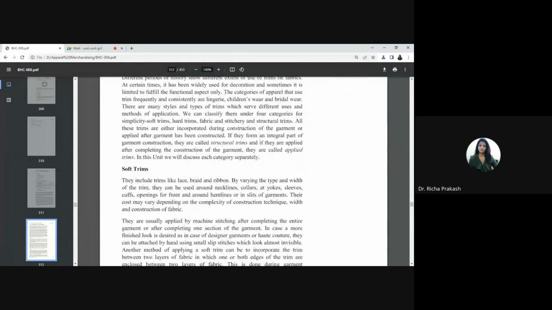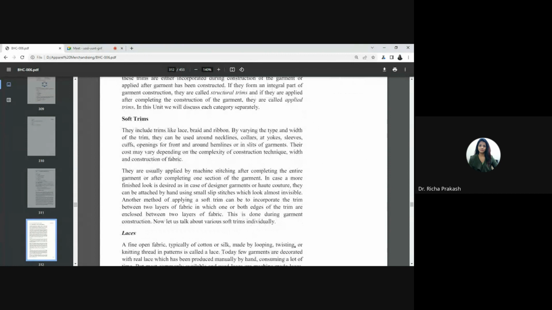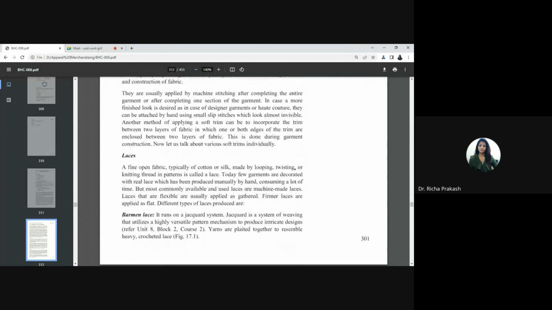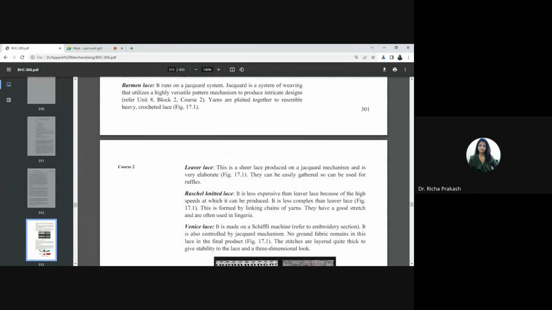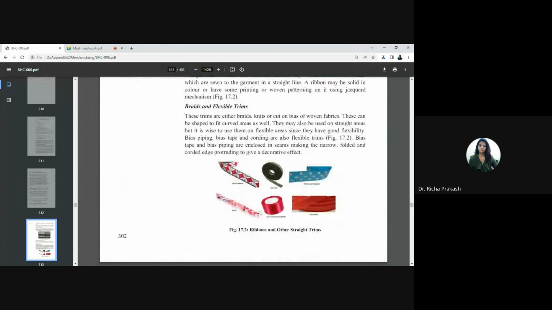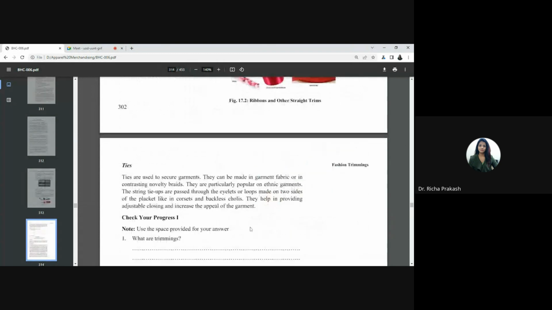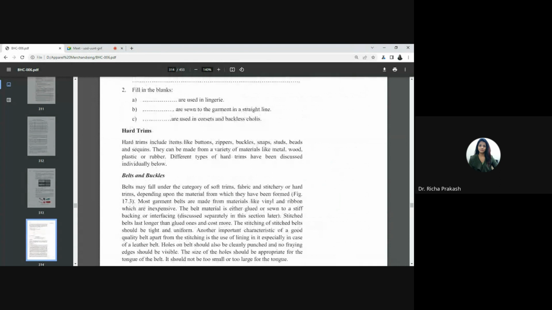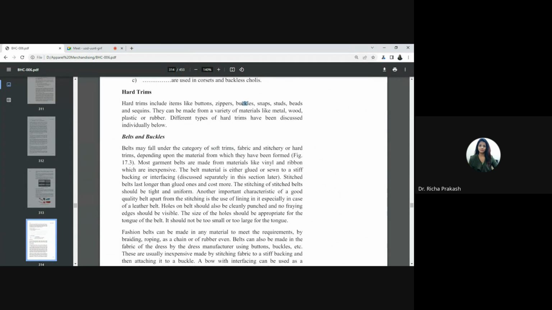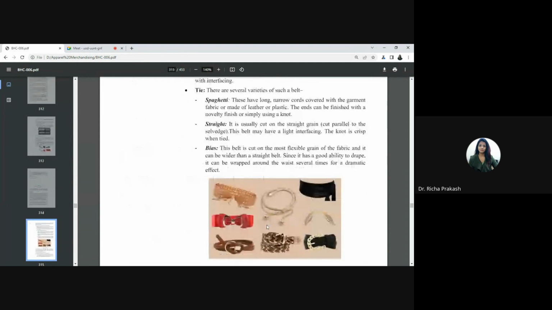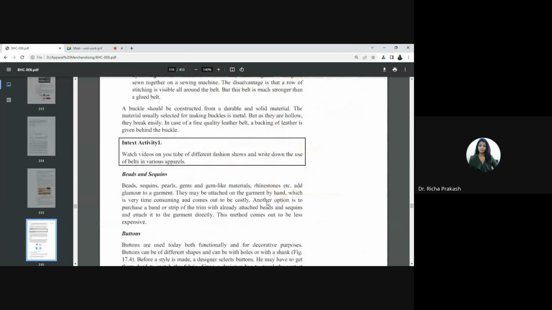There are various types of trimmings. Soft trims are like lace, braids, ribbons, all these. Laces of course come under that. There are different types of laces. Then ribbons, of course we can use different types of ribbons. Hard trimmings are those which are very hard. Generally these are metallic ones. So buttons, plastic, wood, all these things, zippers, buckles, snaps, all these. So these are hard trims. Belt buckles, as I said, all these things are there.